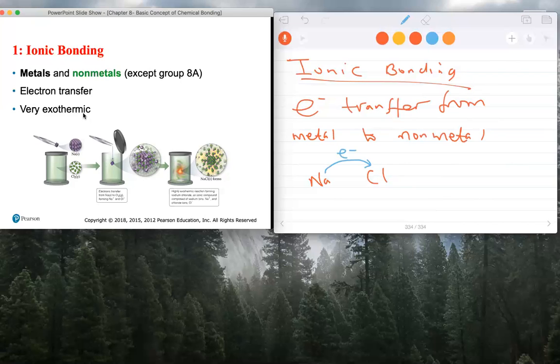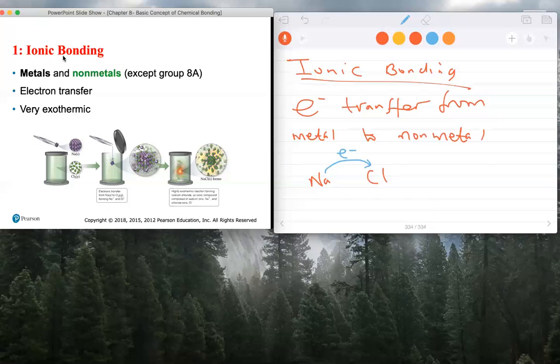Now, the number of electrons transferred corresponds to the group number. All group 1 will lose 1 electron, all group 2 will lose 2 electrons, and so forth. Group 3, aluminum, will transfer 3 electrons. And they are all exothermic, which means giving away heat.